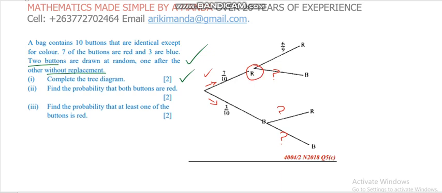Our first choice being a red button simply means the first button to be chosen is red. And take note, this is probability without replacement. So the first button which was chosen, which is red, has been set aside. So it means we no longer have 7 red buttons, but we now have 6 red buttons and 3 blue buttons. So probability of getting a red button is 6/9, which is what they've given us here.